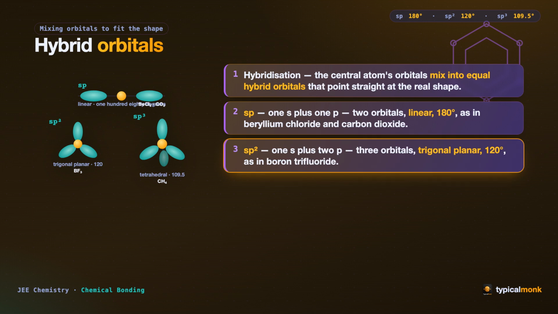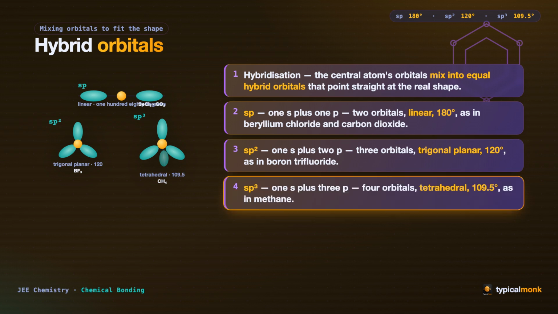Next, sp². One s mixes with two p orbitals to give three hybrid orbitals in a flat triangle, that is trigonal planar, with a bond angle of 120 degrees, as in boron trifluoride. And third, sp³. One s mixes with all three p orbitals to give four hybrid orbitals pointing to the corners of a tetrahedron, that is tetrahedral, with the famous angle of 109.5 degrees, as in methane. Notice how the number of orbitals mixed always equals the number of hybrids you get.